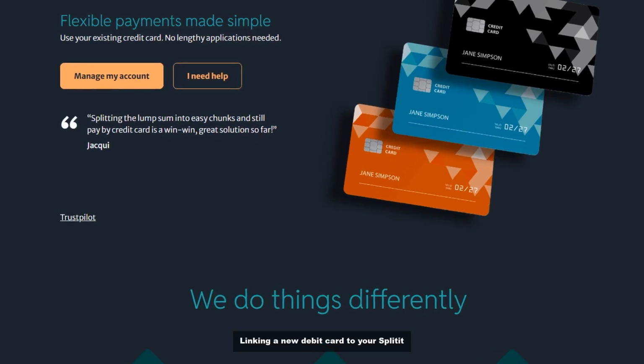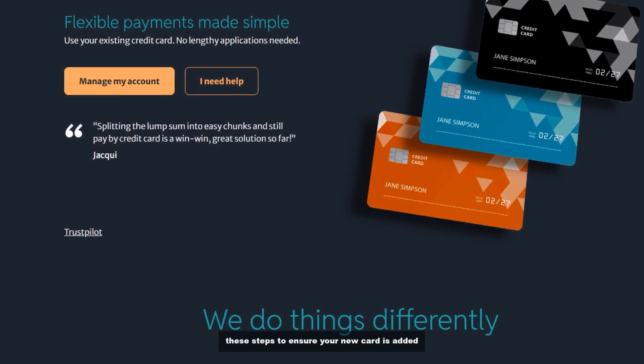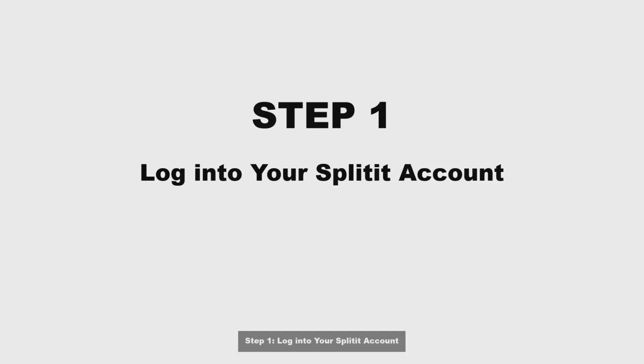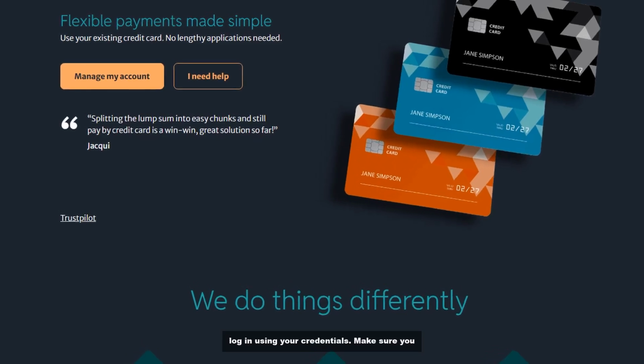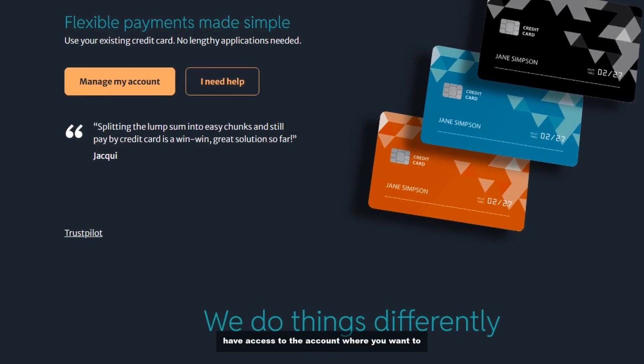Linking a new debit card to your Splitit account is a straightforward process. Follow these steps to ensure your new card is added correctly. Step 1. Log into your Splitit account. Visit the Splitit website or open the app and log in using your credentials. Make sure you have access to the account where you want to link the new debit card.